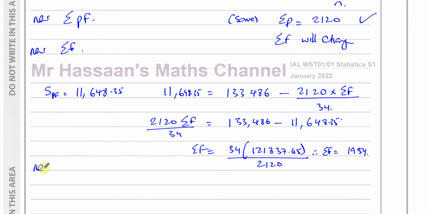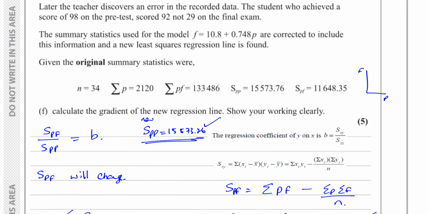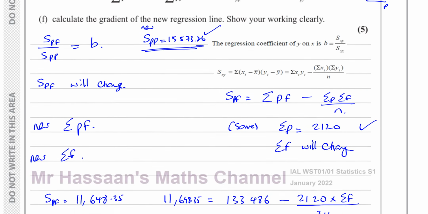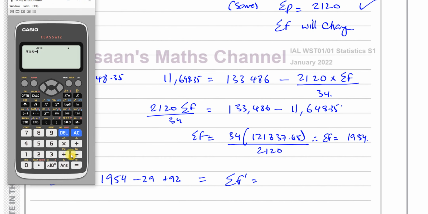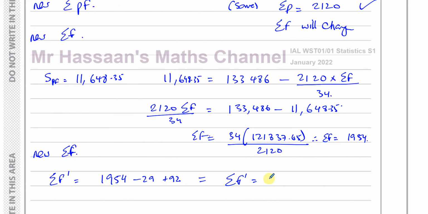So we need the new sum of F. We could call it the sum of F dash, which is going to be the old sum. Now, what was the mistake? The mistake was they wrote 29 instead of 92. So if we take away 29 and add 92, you're taking away the error and adding the actual value, and that will be the new sum of F. I'll take the old value, take away 29, and then add 92, and that gives us the new sum of F, which is 2017. So that's the new sum of F.